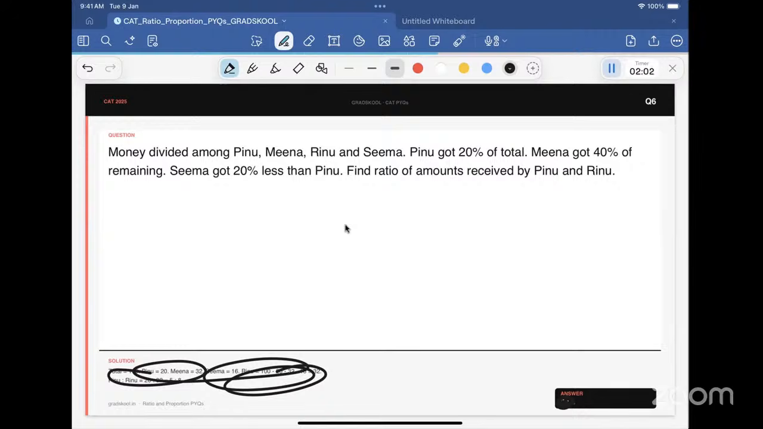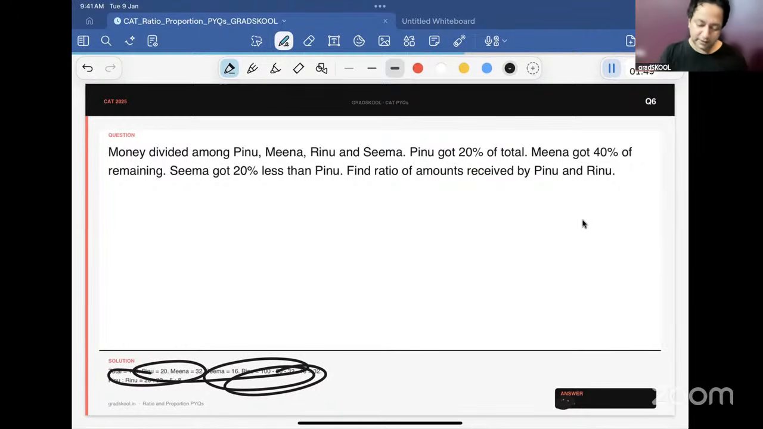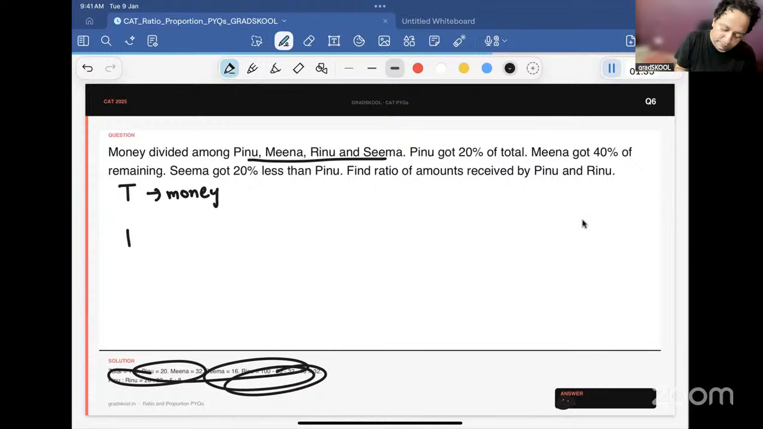All right. Time up. Five is to eight. All right. So money is divided among Pinu, Meena, Renu, and Seema. Pinu got 20% of the total. Let's say T is the total money. I'm writing, let's say Pinu got P, to avoid any confusion.